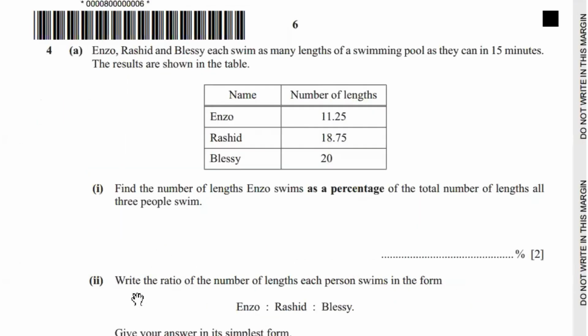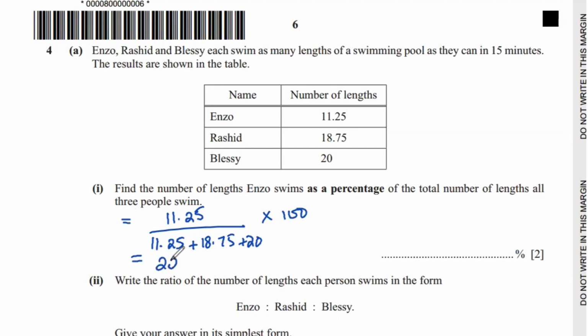Question 4 says Enzo, Rashid, and Blessy each swim as many lengths of a swimming pool as they can in 15 minutes. The results are shown in the table. Find the number of lengths Enzo swims as a percentage of the total number of lengths all three people swim. So 11.25 divided by the sum of 11.25, 18.75, and 20. And all of this multiplied by 100. That's going to give us 22.5%.